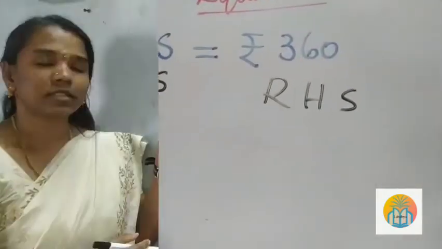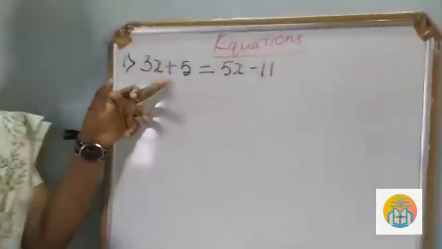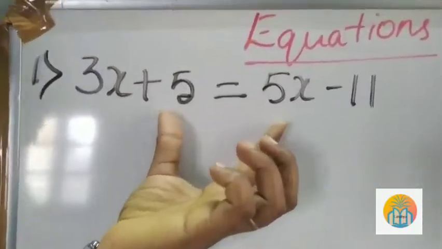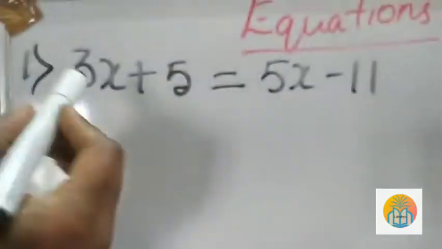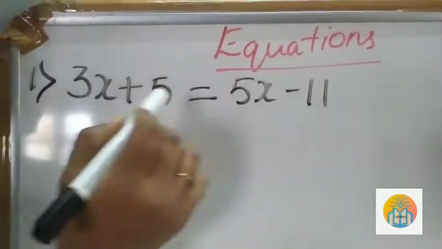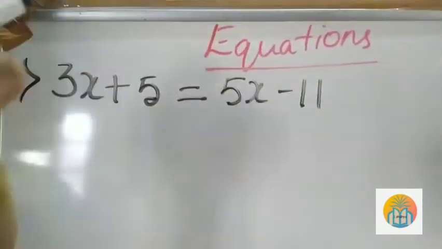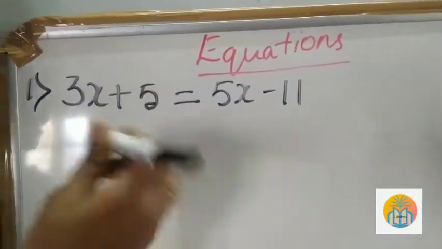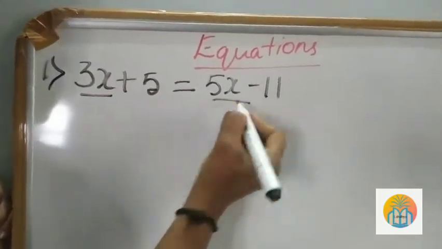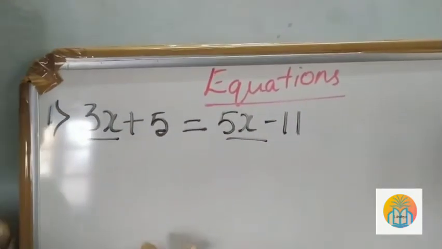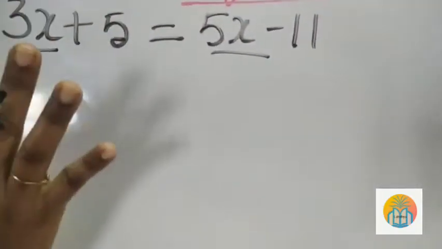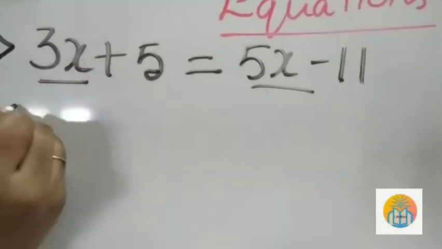Let us move on to how to solve equations. See this expression: 3x plus 5 is equal to 5x minus 11. This is an equation. Here the variable has power 1, so this is also called a linear equation. Let us see how to solve this. First of all, we have to observe the like terms or variables so that we can bring them to one side of the equation.